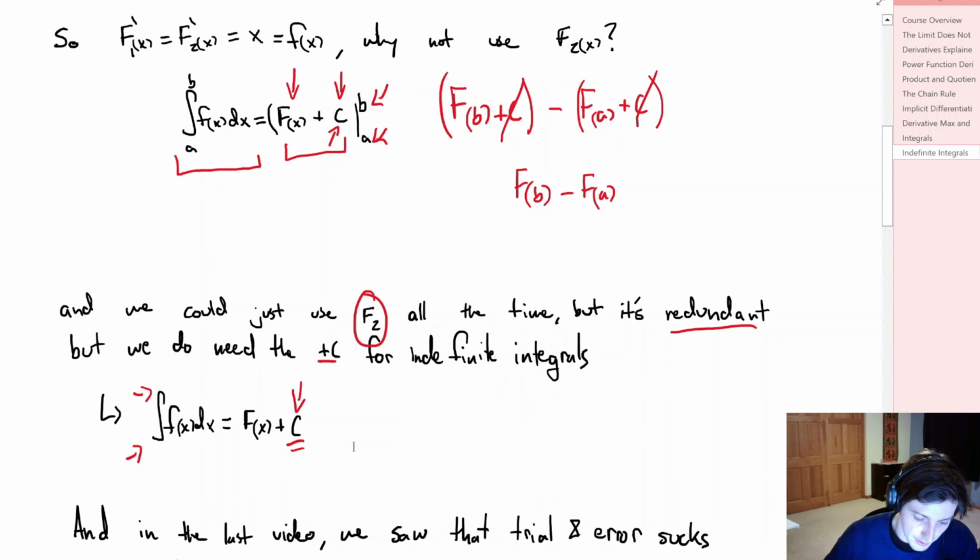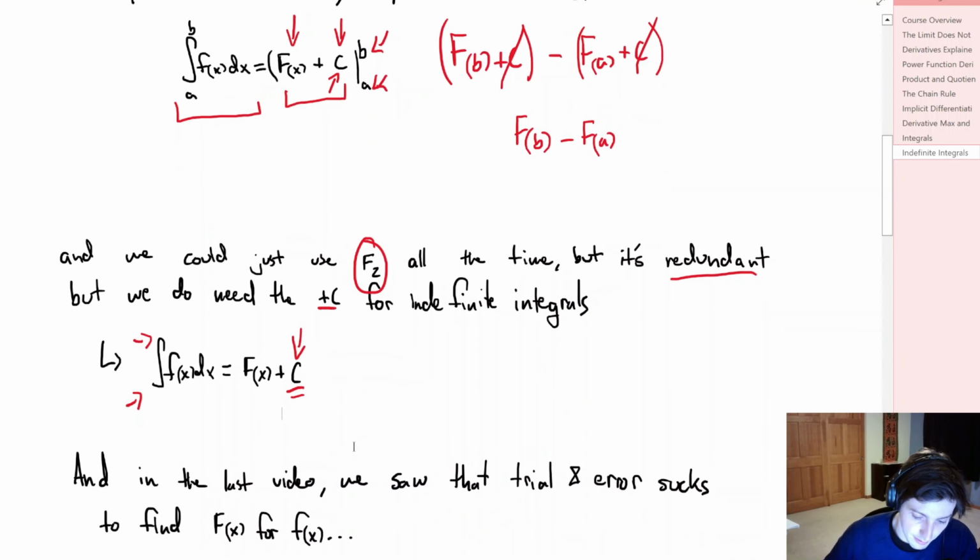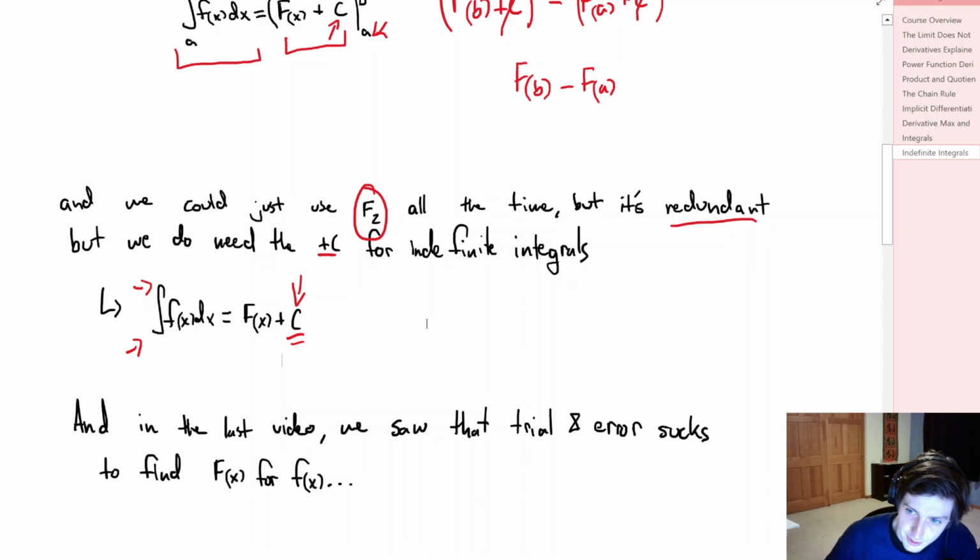And one thing we can take from the last video is that trial and error is terrible for trying to find these antiderivative functions. But if you haven't seen that video, please check it out. It should be a pretty long video that a lot of work went into.